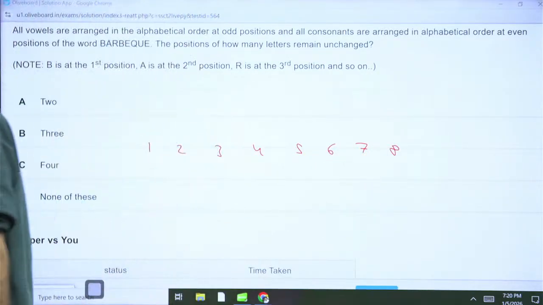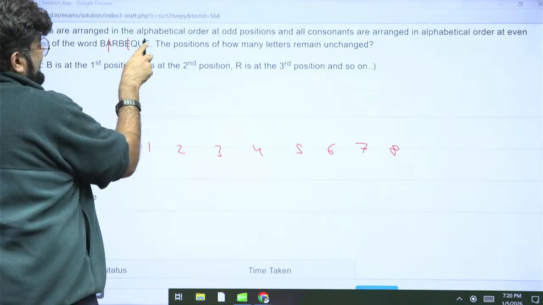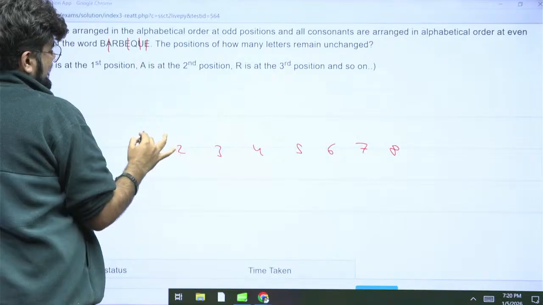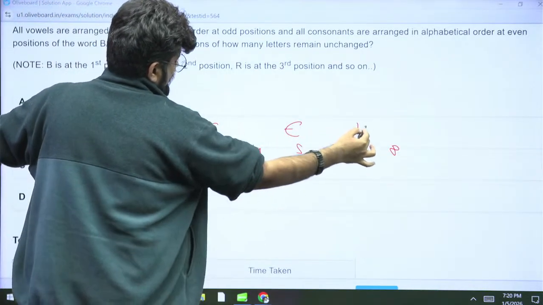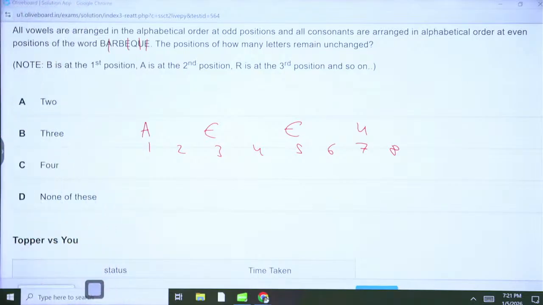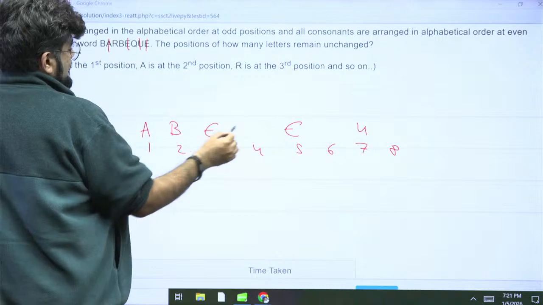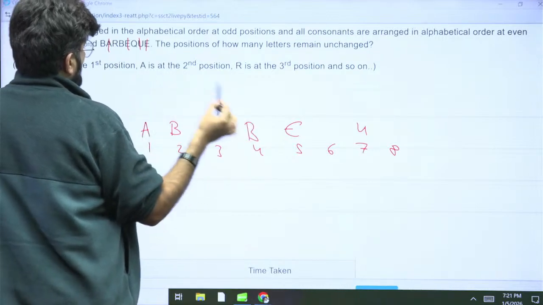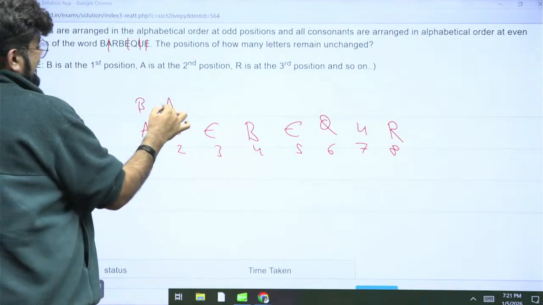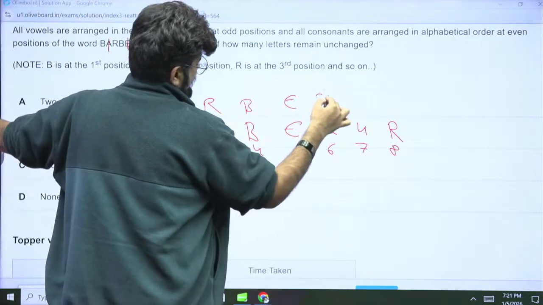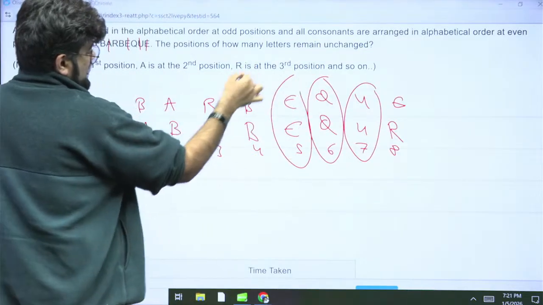Now all the vowels are arranged at odd positions, so we'll start with vowels. Vowels are A, E, U, right? So we have A, E, E, U. Cool. And then we have all the consonants in the even positions in alphabetical order. So we have B, B, and we have Q and R. And now compare this with barbecue. So BAR, BEQUE. They are asking you how many places have not changed. So 1, 2, 3, 4. That's it.